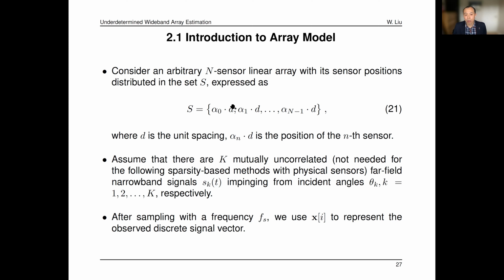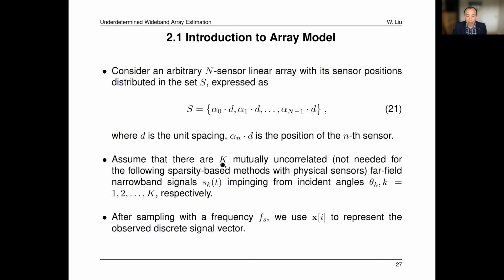Okay, so in the previous part we said it's m sensors, but here we assume we have n sensors. They are located at α0·d, α1·d, and α(n-1)·d. It's basically a linear array. The α's are integer numbers and d is a unit spacing. So αn·d is the position of the nth sensor.